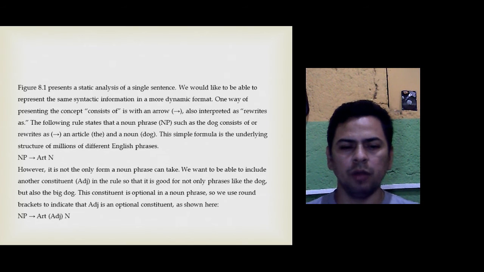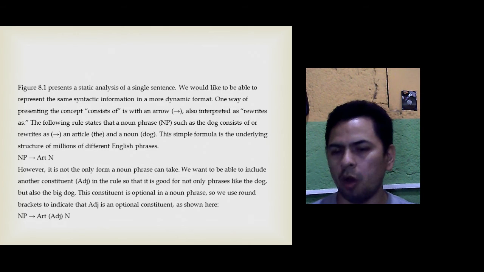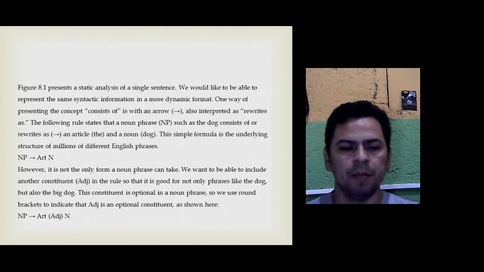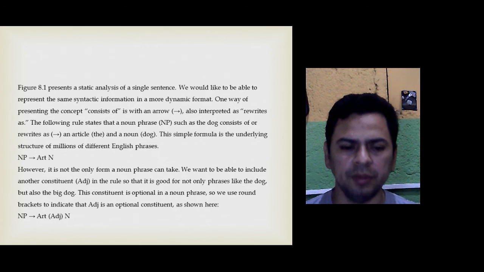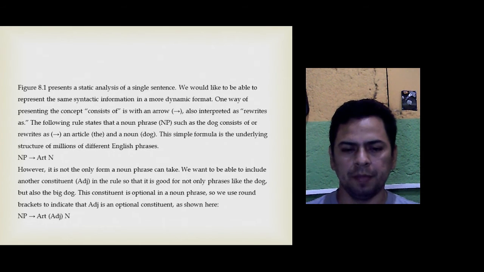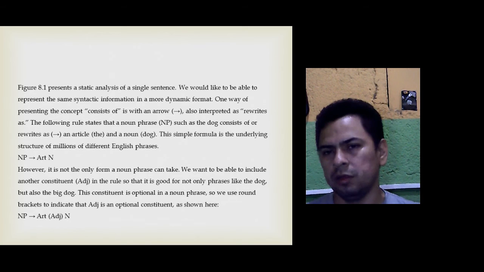However, it's not the only form a noun phrase can take. We want to be able to include another constituent, adjective, in the rule so that it works not only for phrases like the dog, but also the big dog. This constituent is optional in a noun phrase. So, we use round brackets to indicate that the adjective is an optional constituent, as shown here. Noun phrase, arrow, article, (adjective), noun.